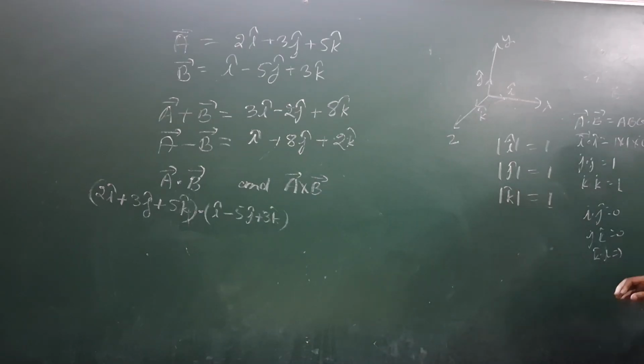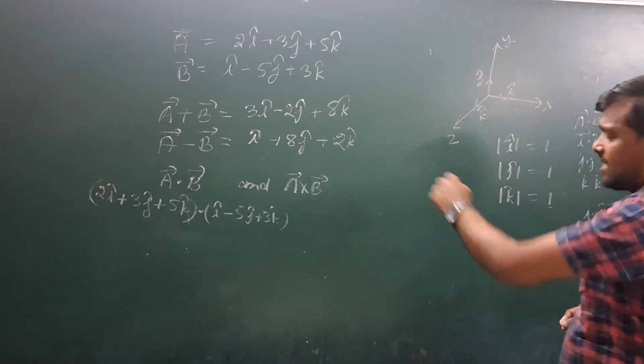In the summary of the topic, we can say the dot product of the same vector is 1, that is, one for a unit vector, and the dot product of different vectors is 0.